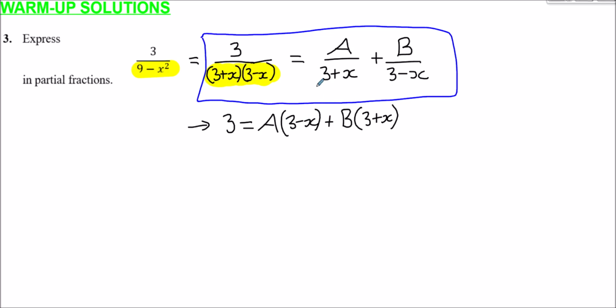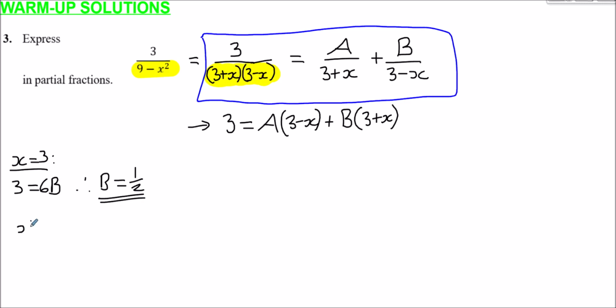So what I'm going to suggest we might want to do here is pick x equals 3. So if x were equal to 3, if we sub this value in, the a bracket will vanish, so we can evaluate what b is. So when x is 3, the left-hand side is still 3. This a vanishes because 3 minus 3 is nothing. So we're going to have b times 3 plus 3, which is 6. So 3 equals 6b. Therefore, b equals 1/2.